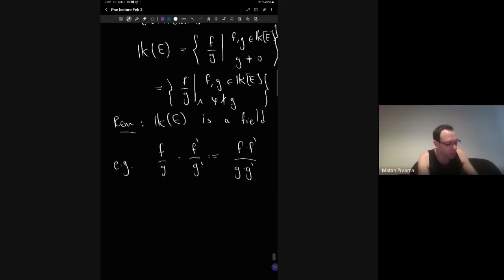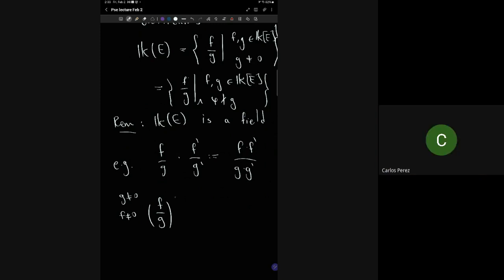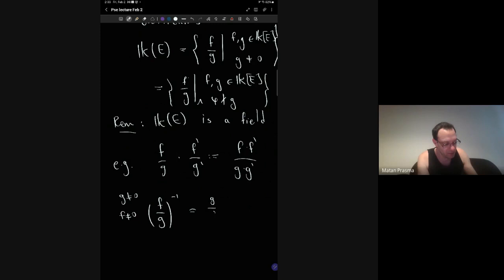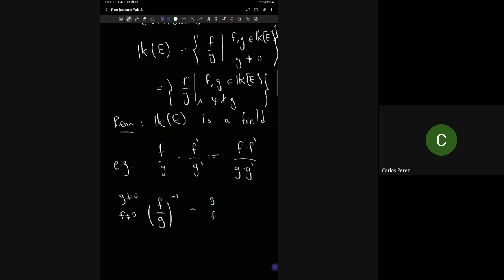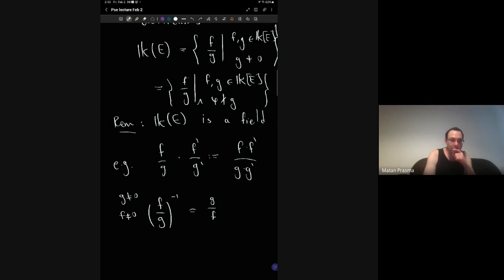Sure. And what will be the inverse of f modulo g? I mean, the inverse, remember, in a field, we only require that non-zero elements have multiplicative inverse. Okay, I see. Fair enough. So if this is a non-zero element, it means that not only g is non-zero, but also f is non-zero. So the inverse is simply g modulo f. Okay, fair enough. So we naturally get a field. This is the field of rational functions on E.